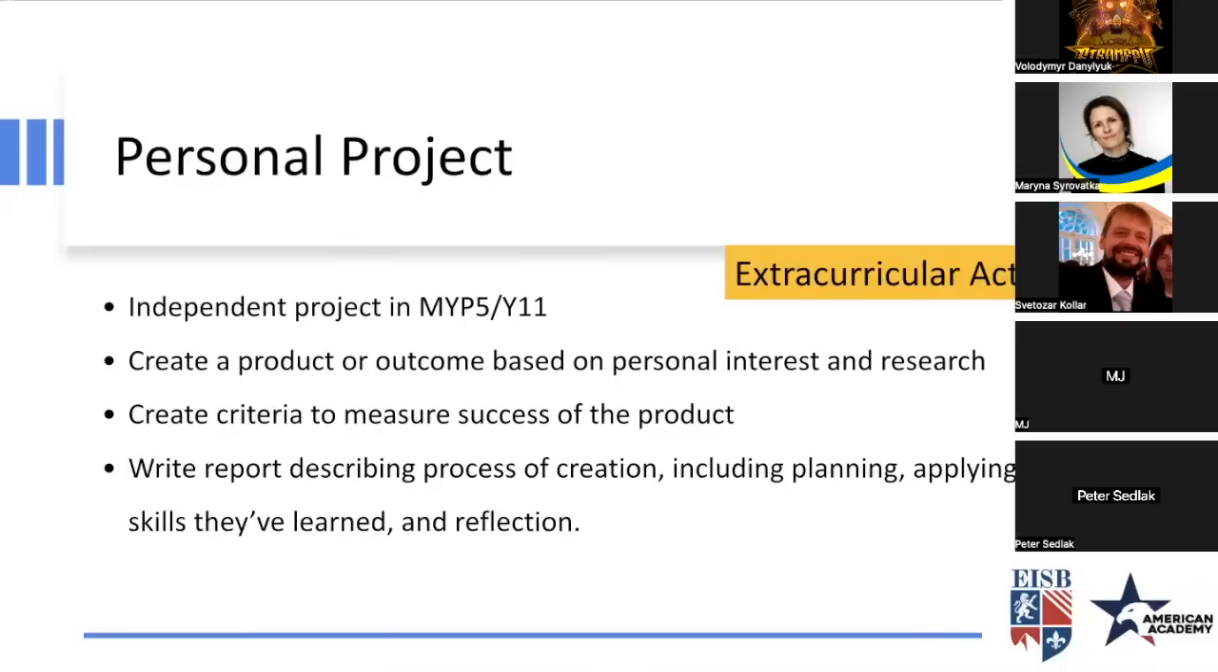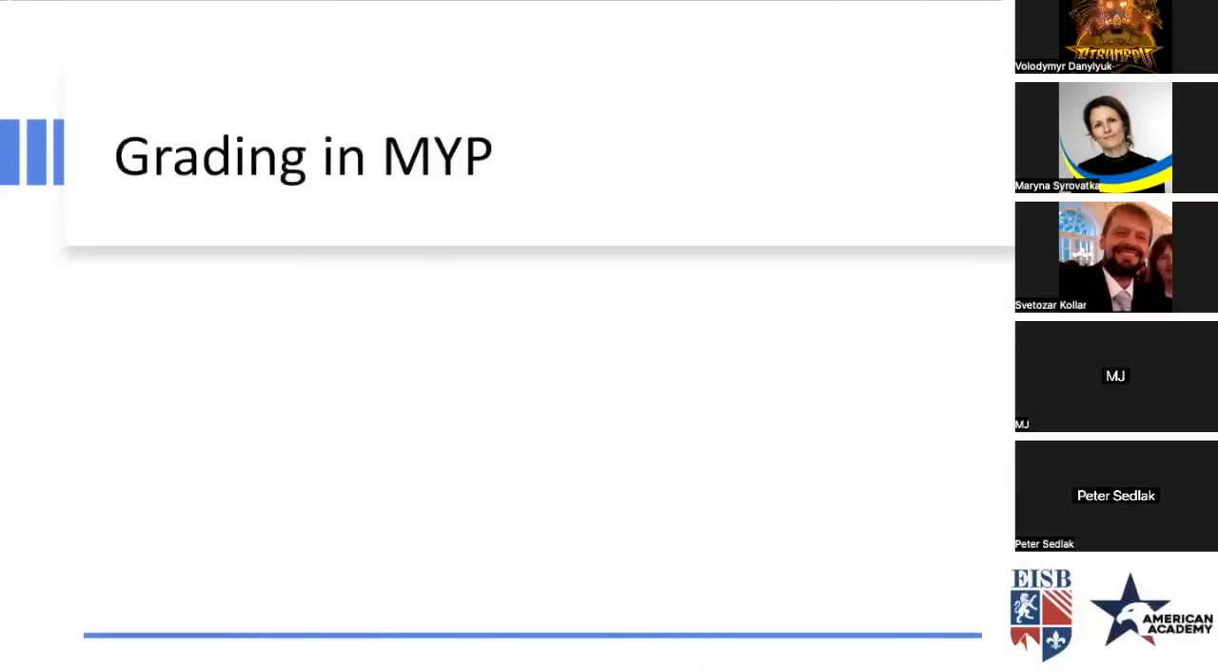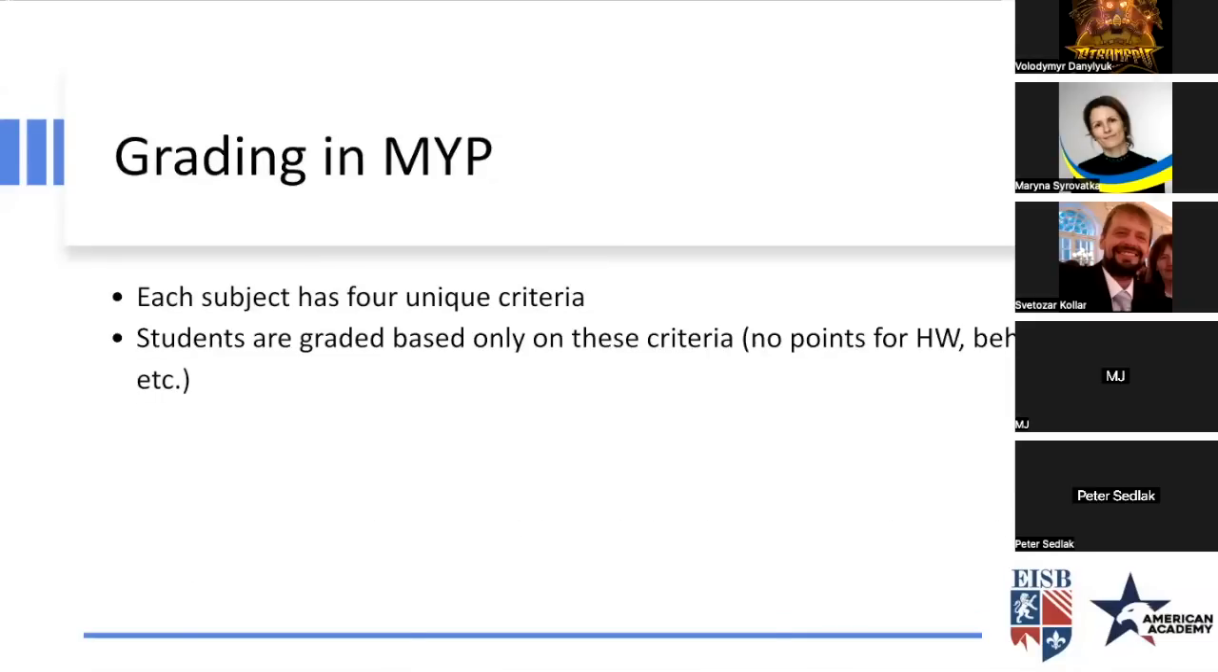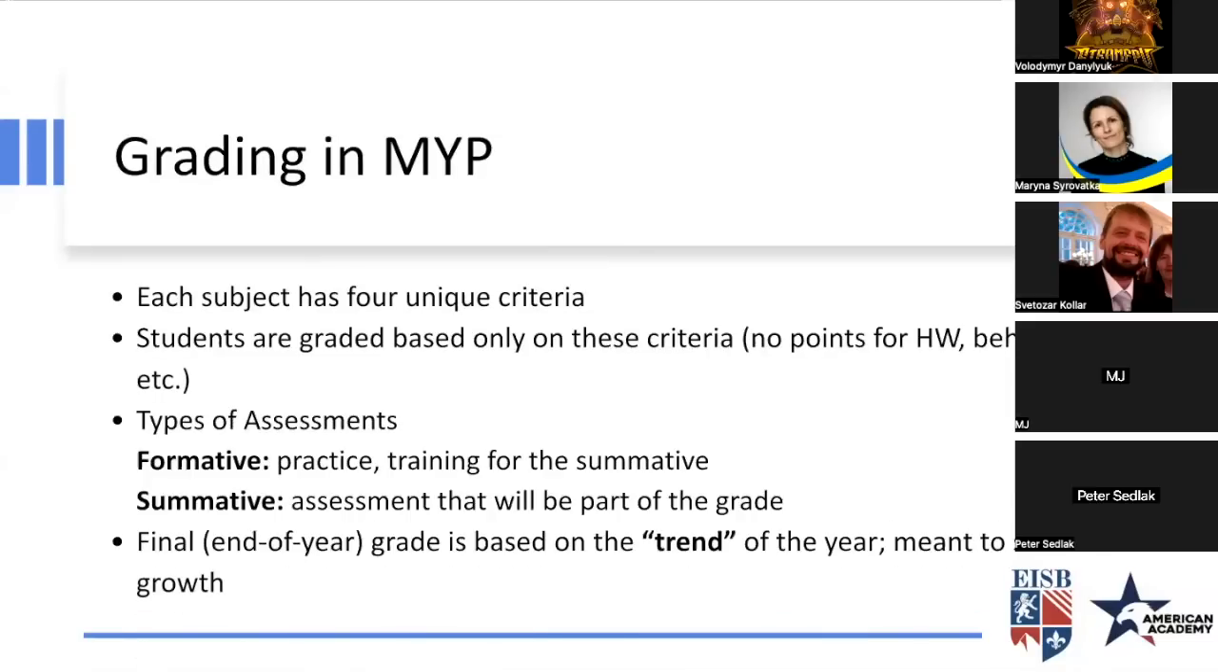We send it to the IB, and they also assess it. We assess it at school, and then they assess it and they send us their results. So it's part of the MYP education. And then the grading, I think you were here for the most part of the grading. Is that correct? Or should I go through it again?